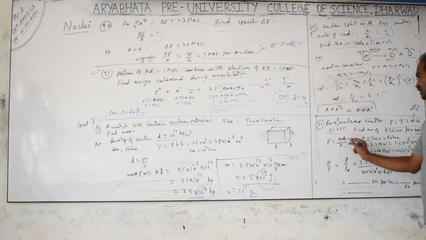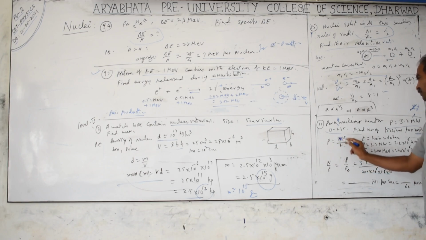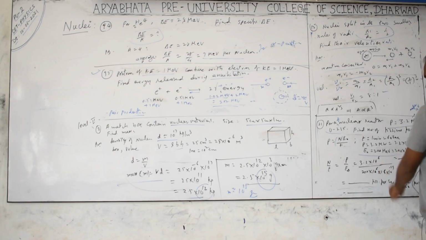You are asked the number of fissions per minute. Per second, n by t is equal to P by E naught. Power is 3.2 into 10 to the power of 6. E naught is 200 into 10 to the power of 6 and 1.6 into 10 to the power of minus 19. This part you can take directly without a calculator. You can take this as 1 by e value, which from the 1 coulomb relation is 6.25 into 10 to the power of 18. So directly you can take this value as 6.25 into 10 to the power of 18. The remaining calculation will be easy for you.